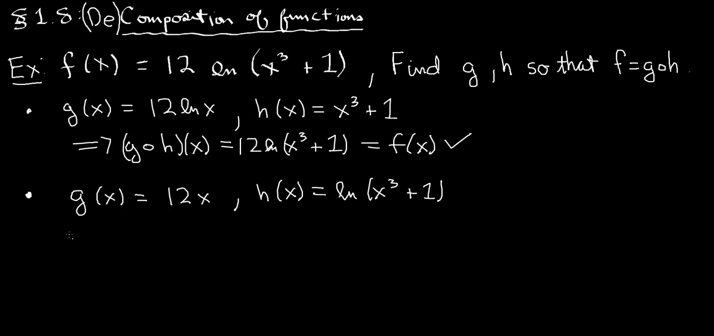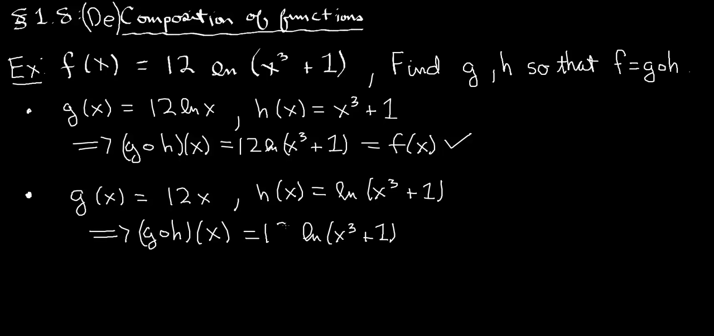And so now, when you look at their composition, g circle h, what do you get? Well, ln of x cubed plus 1, that's h of x, that's going to get plugged into g. So you have ln of x cubed plus 1 getting plugged into g of x. But g of x just says multiply what you plug in by 12. Well, what is that? That's just, yet again, the original function f. And so this decomposition also works.